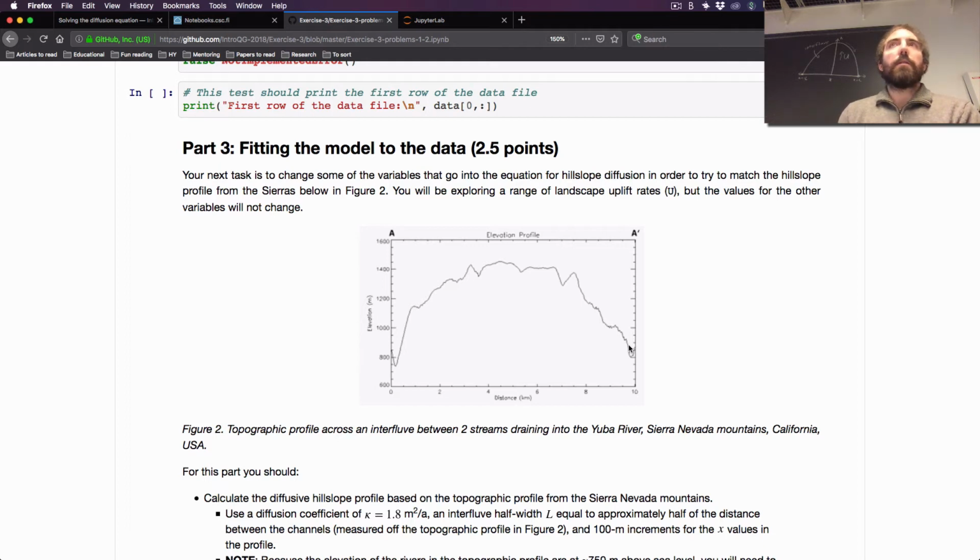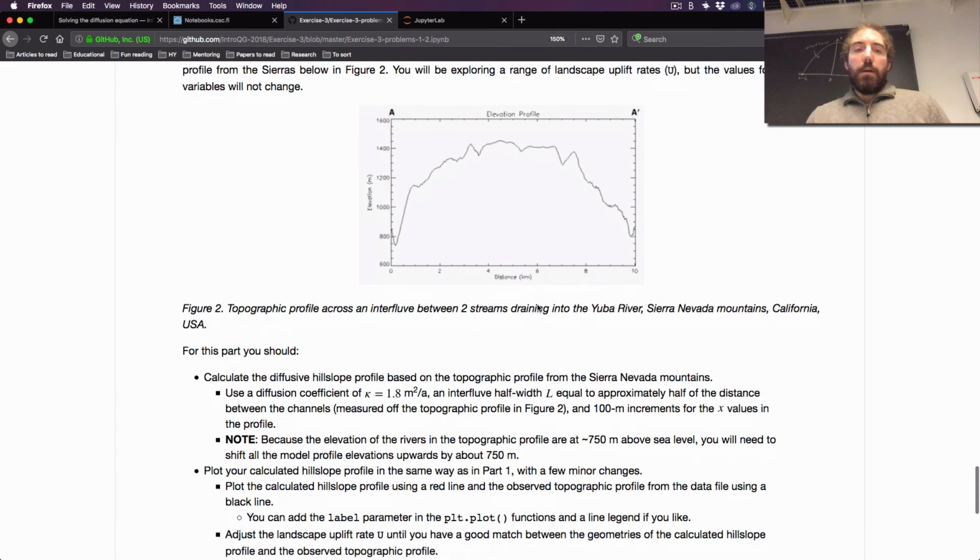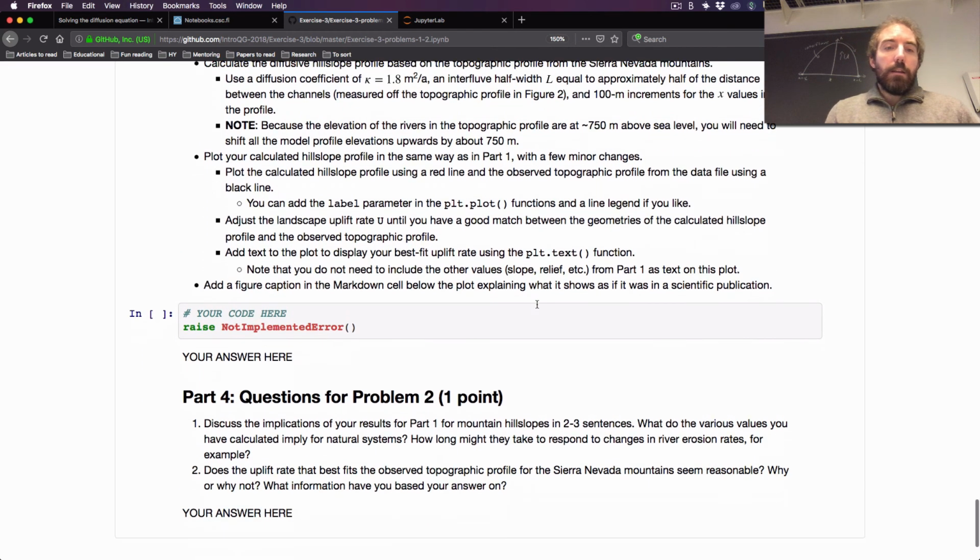We could make this more quantitative and actually put like a misfit function in there to calculate with a number how well we fit the data, but in this case we're just going to say visually the curve that you predict with your code and this observed topographic profile should look similar. So the elevation of the top of the profile should be comparable, and the general shape should be comparable. That's basically it then for problem number 2.